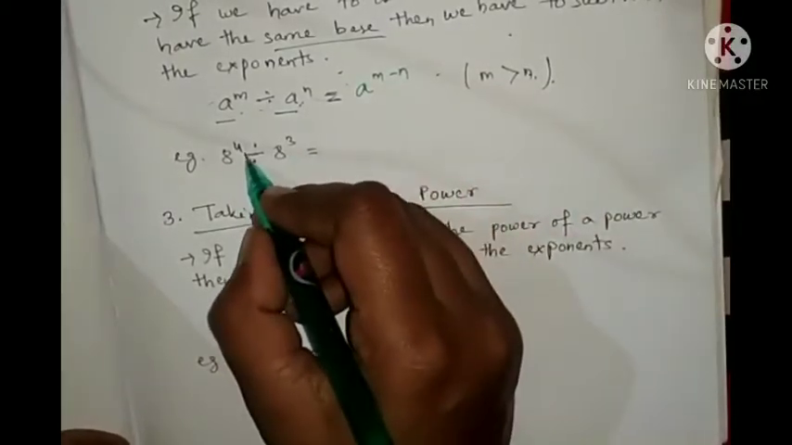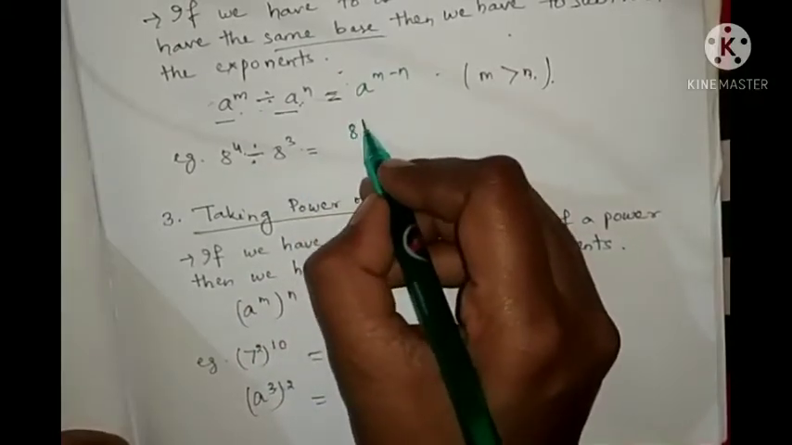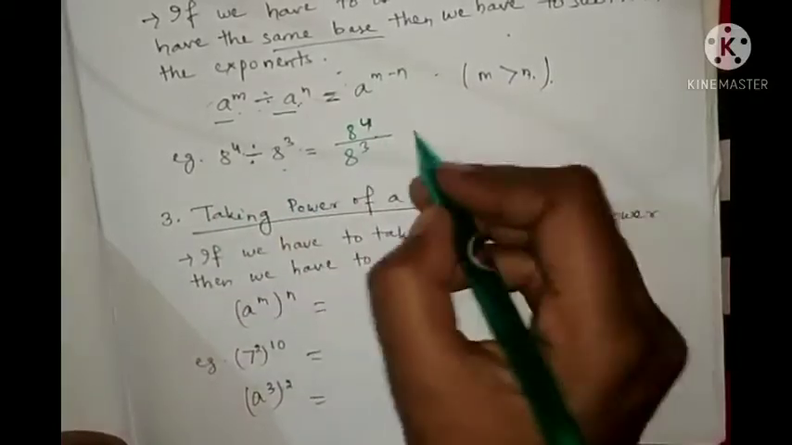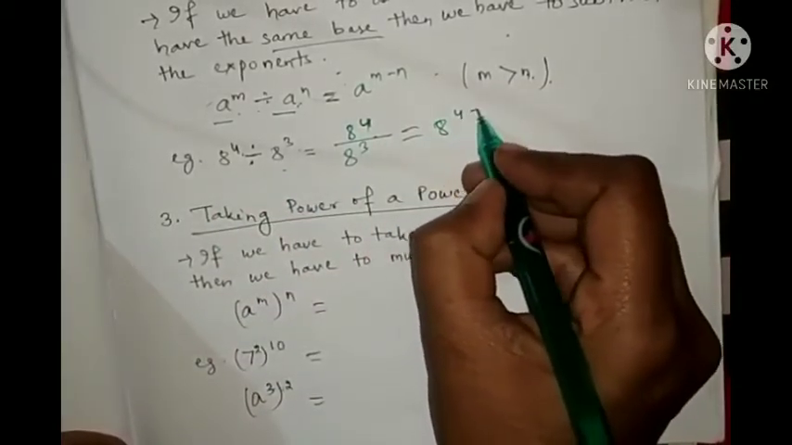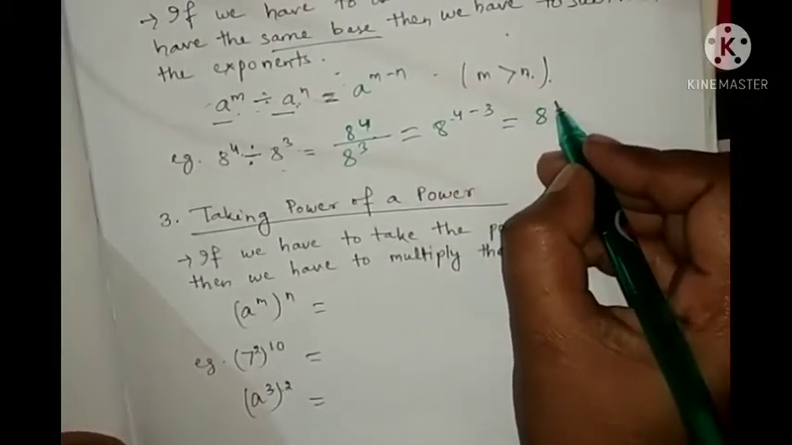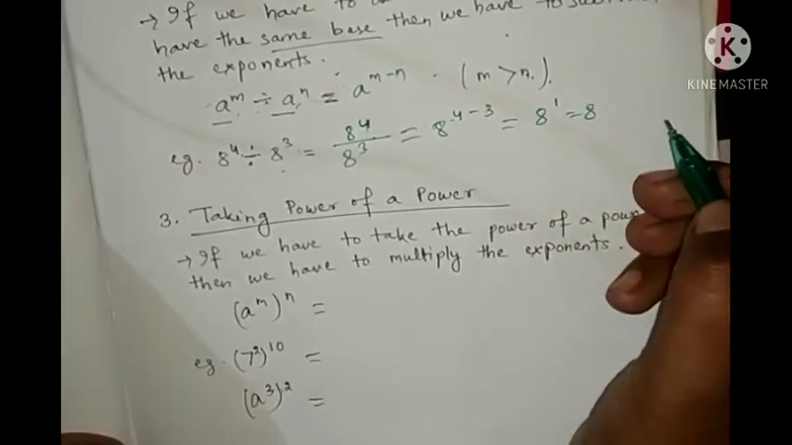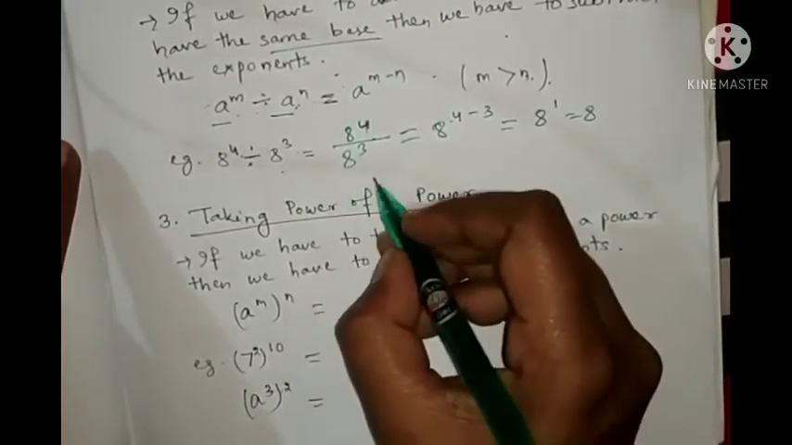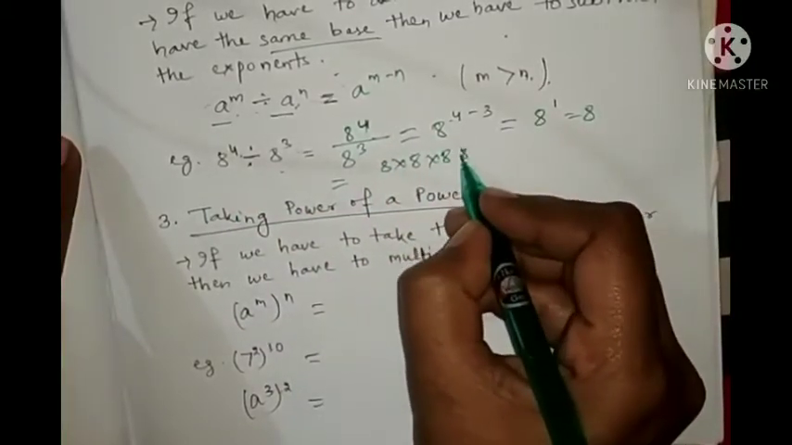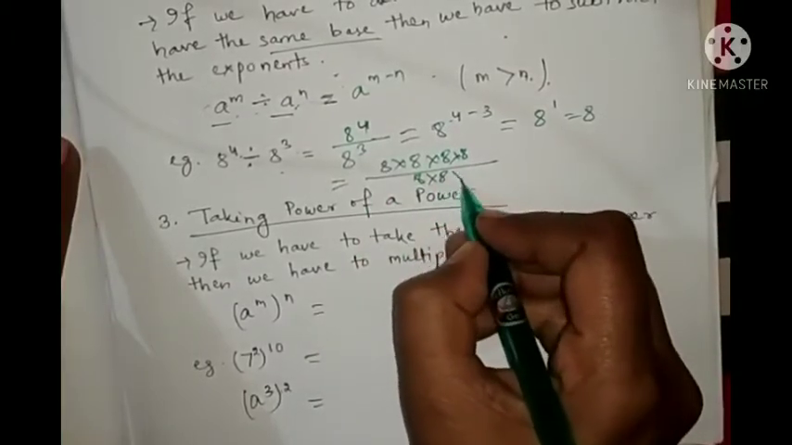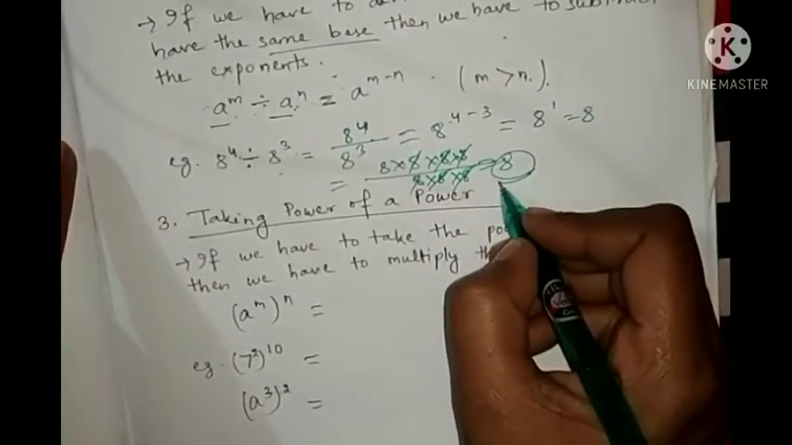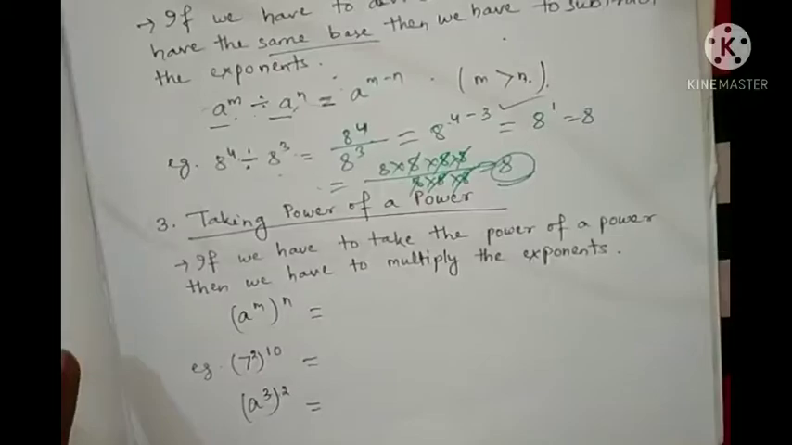So look at here, a to the power 4 divided by a to the power 3. This one you can write as a to the power 4 by a to the power 3. So this will be a to the power 4 minus 3. That is a to the power 1. Let's take 8. We'll check if this is right or not. 8 into 8 into 8 into 8 divided by 8 into 8 into 8. So cut it. How much are you getting? 8. The same answer you are getting. So this is so much easy to do.